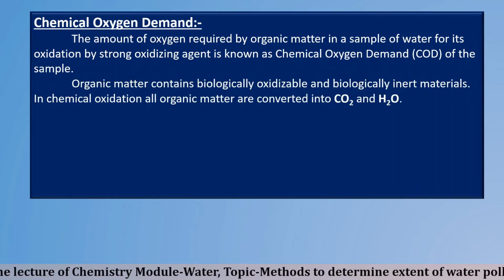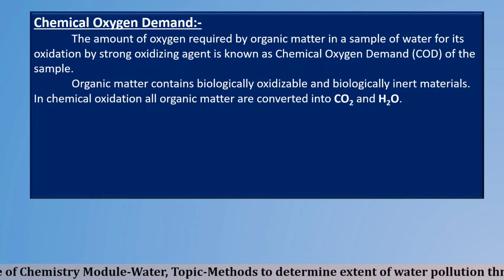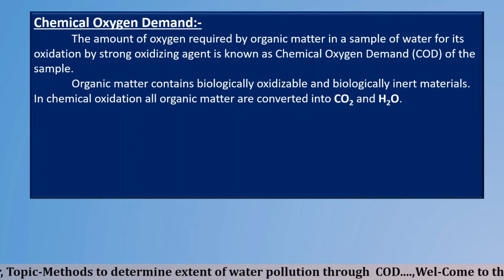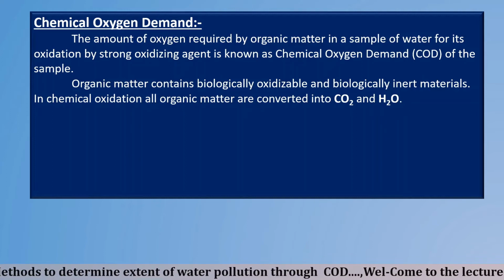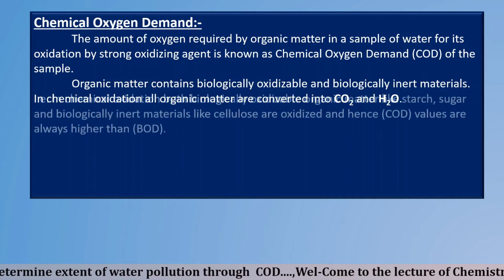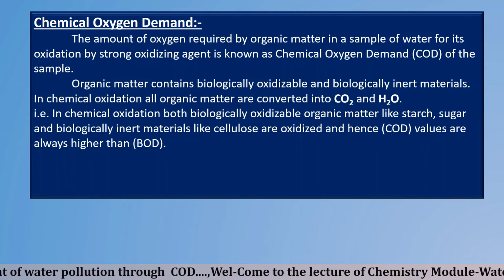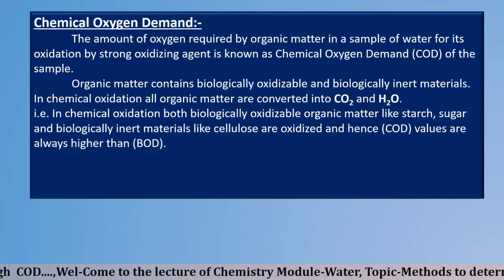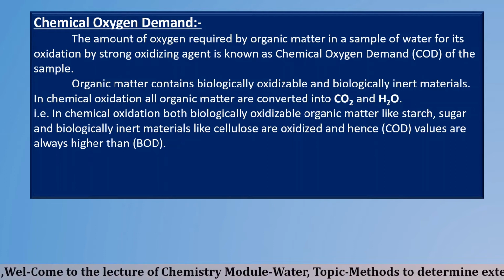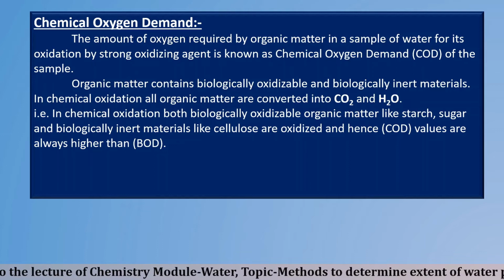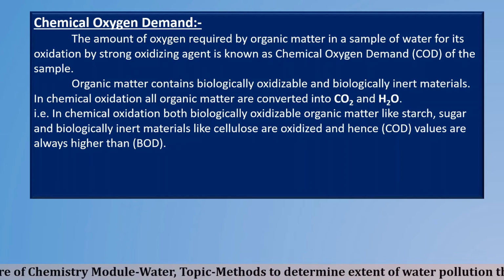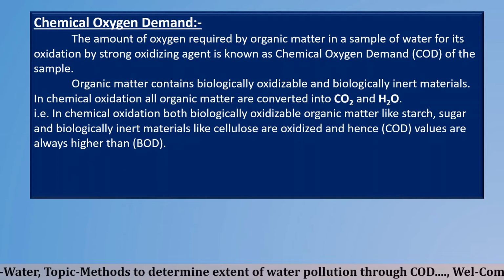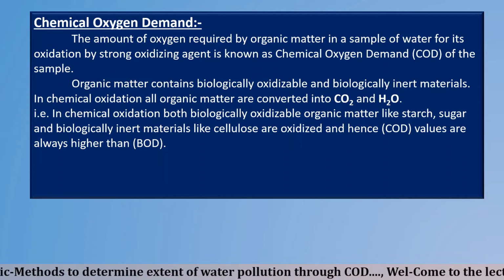Organic matter contains biologically oxidizable and biologically inert material. In a chemical oxidation, all organic matter is converted into CO2 and H2O. In chemical oxidation, both biologically oxidizable organic matter like starch and sugar, and biologically inert materials like cellulose are oxidized, and hence COD values are always higher than BOD. That is, chemical oxygen demand is greater than biological oxygen demand.